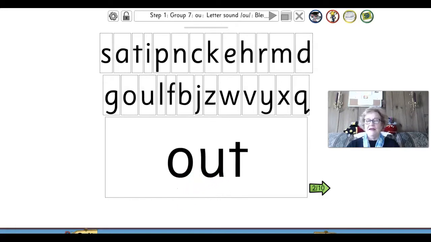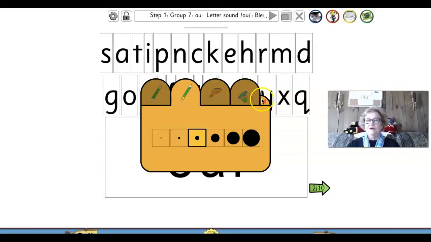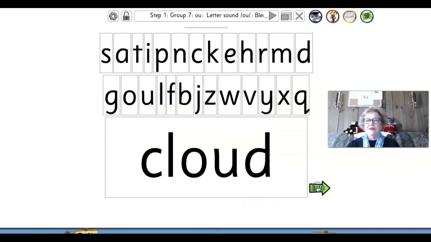Are you ready? Let's read it and write it. Whoops. Sorry about that. Ooh, we saw this word today. Let's see if you can remember it. Cloud. Cloud. You want to try to write it? Make sure you underline your OU for ow. I'll wait a minute while you write.